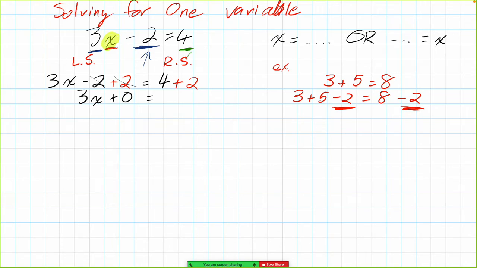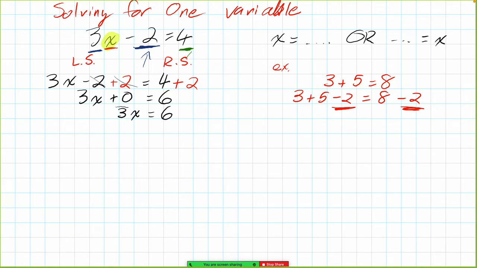And we'll equate 4 plus 2. 4 plus 2 is actually equal to 6. Now we know 3x plus 0, I can just simplify by writing 3x. In other words, when you add 0 to anything, it changes nothing there. So I'm left with 3x is equal to 6.